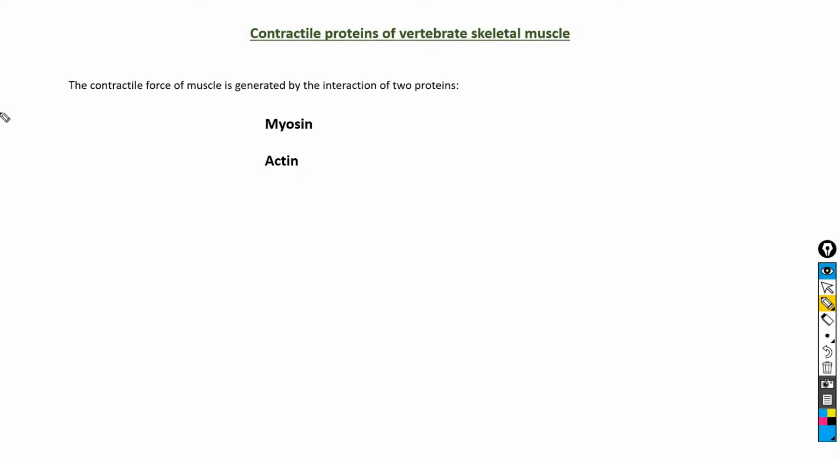In vertebrate skeletal muscle, the contractile force is generated by the interaction of two proteins, and these two proteins are myosin and actin. Together, these two proteins make up more than 80% of the protein mass of muscle. And in skeletal muscle, these two proteins are arranged in filaments that undergo transient interactions and slide past each other to bring about the muscle contraction.